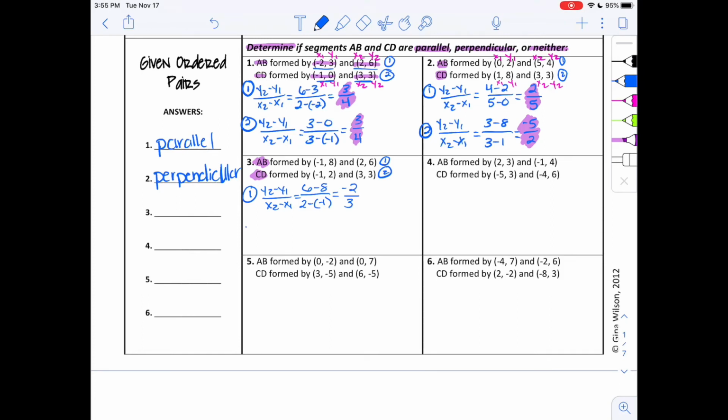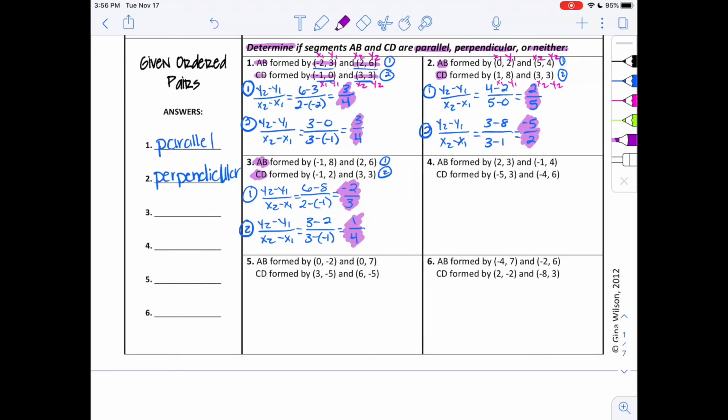My second line, I'm going to use that same slope formula, y2 minus y1 over x2 minus x1. And I'm going to use the points for line CD to calculate that slope. 3 minus 2 over 3 minus negative 1. 3 minus 2 is 1. 3 minus negative 1 is 4. So the slope of my first line is negative 2/3, and the slope of my second line is 1/4.